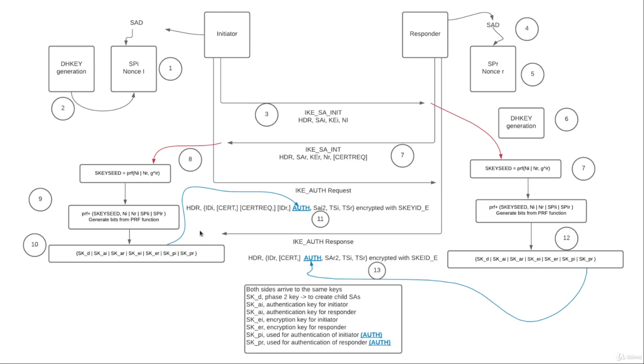Now, the initiator gets the IKE auth response. It will do the same calculation and verify the auth. If the auth is verified, both sides hit two birds with one stone. Meaning that, phase 1 is successful and a child security association is created. Traffic can start flowing encrypted between the two peers.